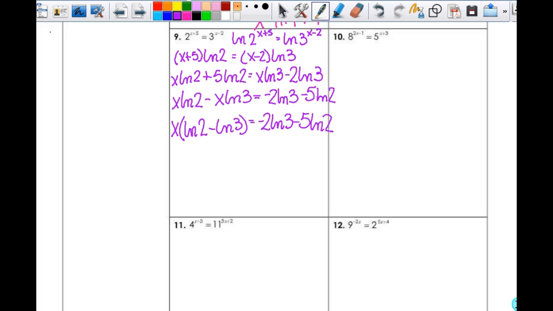Now what do I do? I can divide. I can divide by this whole term right here. So I get x equals everything that was over on the right, negative 2 natural log of 3 minus 5 natural log of 2, all over the natural log of 2 minus the natural log of 3.